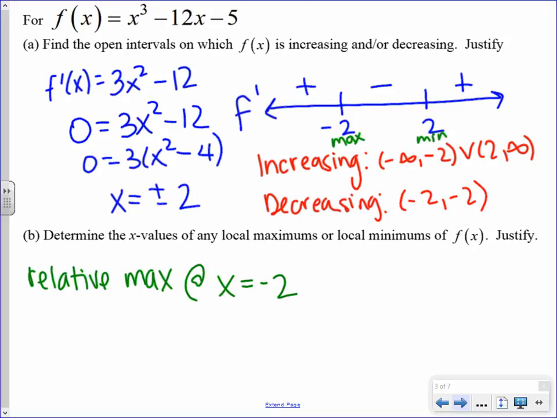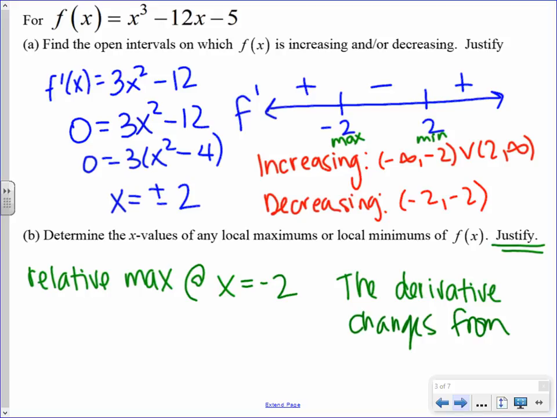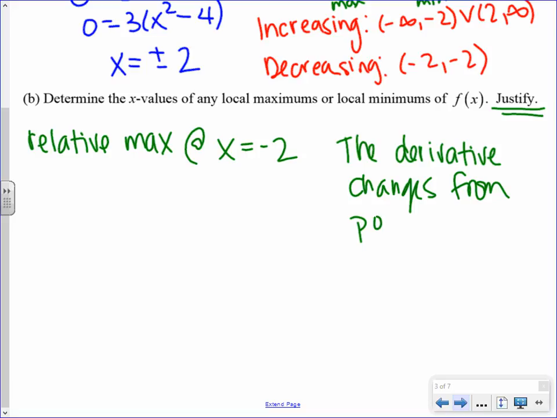Abram, what would we write for justification? The change direction is from positive to negative. Be careful. What is it? Okay. So, right, you need to say the derivative, or you can say f prime changes from positive to negative.